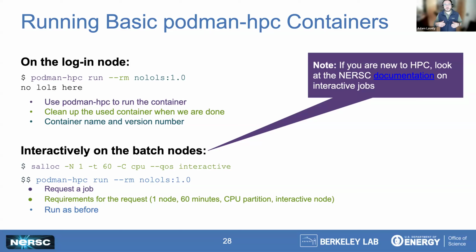Now, when we're going to be running jobs, we can run them on the login node, we can run jobs interactively on the batch nodes, or we can submit a job to the batch nodes. On the login node, we're going to run this with the podman-hpc run command. We're going to put in the --rm to help clean up everything when we're done. And then we give it the container name as well as the version number. Here the container name is called no lols, and the version number is 1.0.